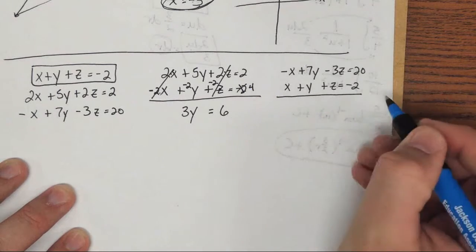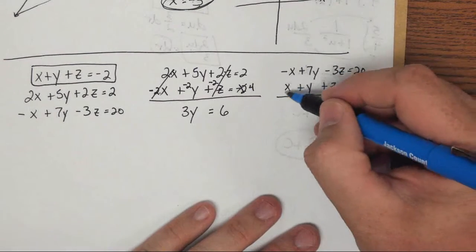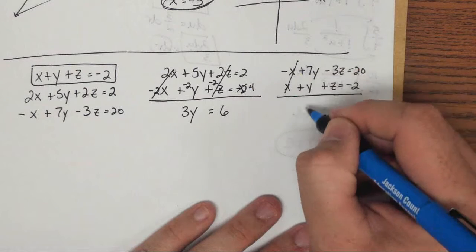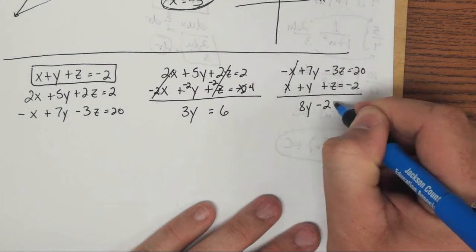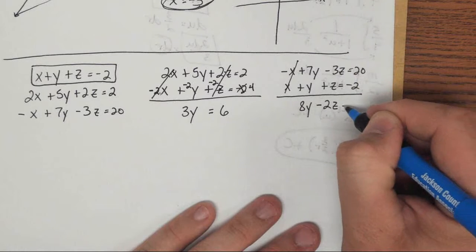Then you come over here and do the exact same thing. X's cancel already. 7y and 1y is 8y. Negative 3 and 1 is negative 2z. And 20 minus 2 gives you 18.